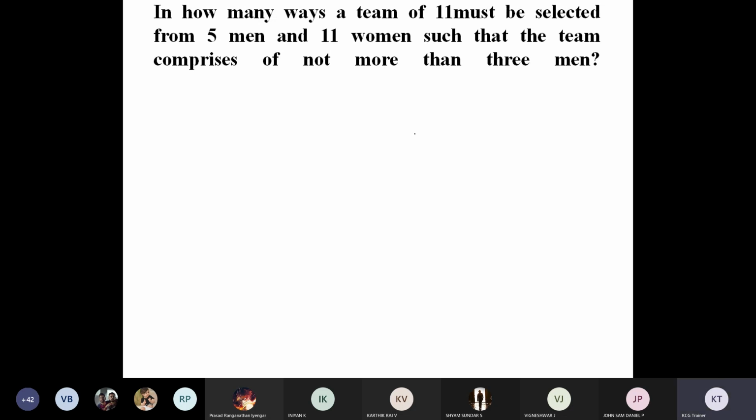It is given that they're asking to select a team of 11 people out of a total of 16. And this 11 should have maximum 3 men. That is, not more than 3 men means maximum 3 men. So in the normal process, maximum 3 men and remaining 8 people from women, so that it makes a team of 11. 3 men can be selected from 5 men and 8 women can be selected from 11 women.